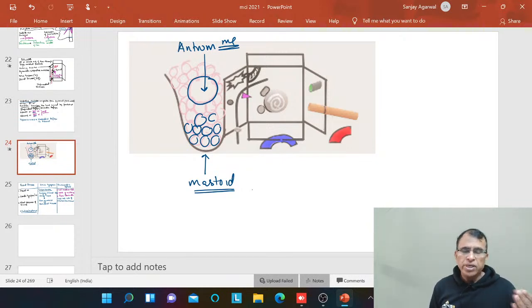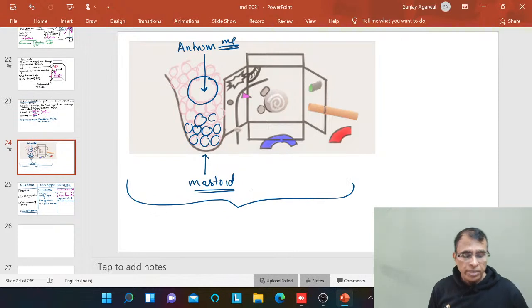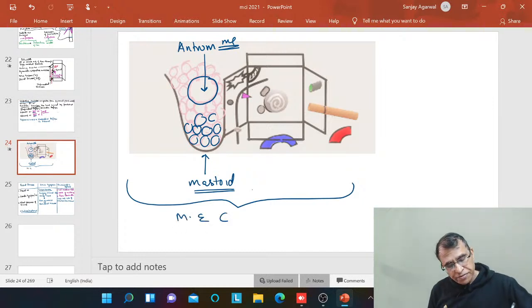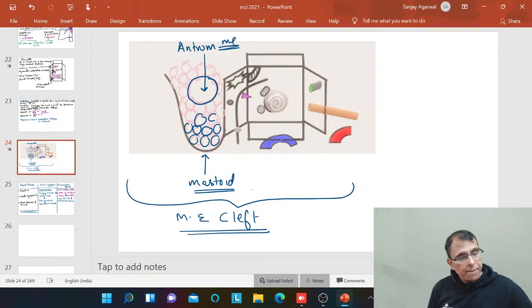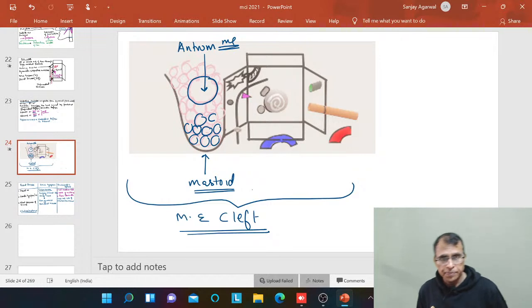And it is connected to the middle ear. So you can see in the front there is middle ear, all the five boundaries. You can see mastoid behind that, behind the posterior boundary. And this whole structure has a common name. Do you know what is the common name for this whole structure? Middle ear with mastoid has a common name. It's called middle ear cleft. So remember this, middle ear cleft is the common name for the entire thing.